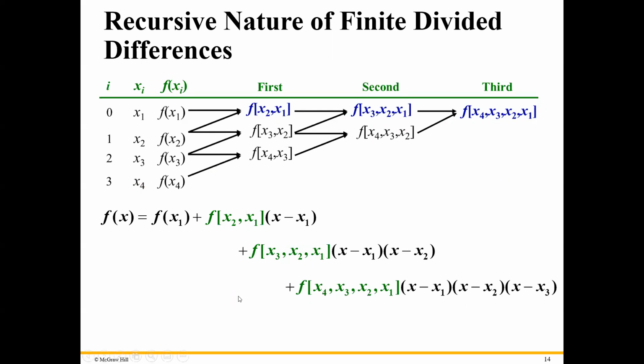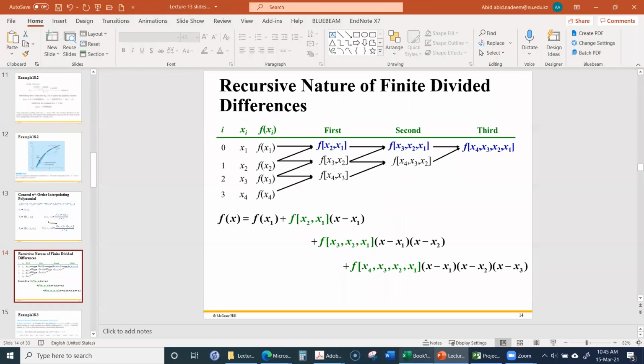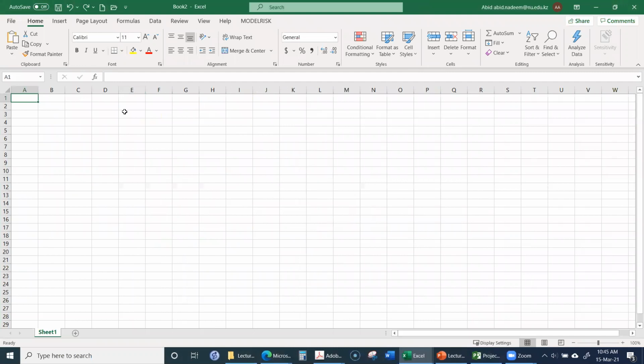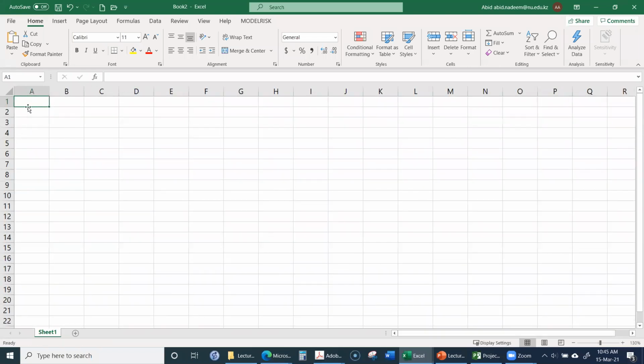So as an exercise, let's see. In this case, for example, if I open Microsoft Excel, I take the values of X as 1, 4, and 6. And then, just for the example, the function is the log of X, so it is equal to log of this value. These are the actual values.